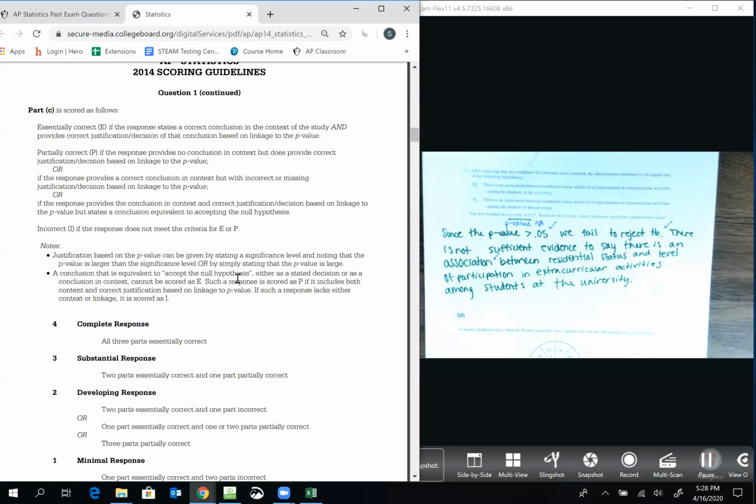And hopefully nobody is doing this by now because we've had a lot of practice, but we had to fail to reject H0. We could not accept H0. We failed to reject H0. If you did accept H0 in some way, then the most you could get was a partial if you had context and the correct justification.